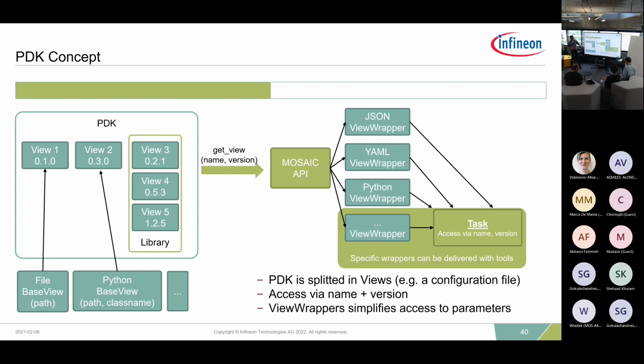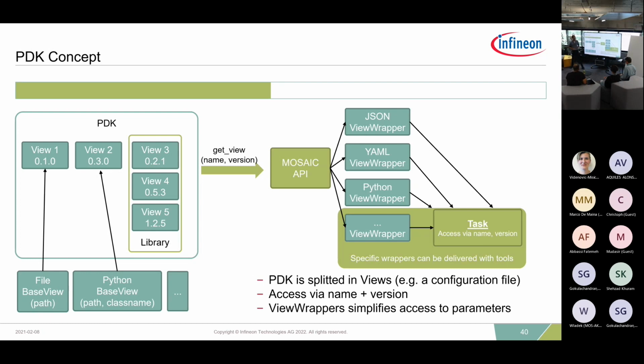And now on the right side, we have our interface, meaning you would be sitting here in the task. You will use a view wrapper to access the information inside of the views. This is really confusing at first, but once you see it, I hope you will understand. For each type of file, you can have a dedicated view wrapper to access the information in the file more conveniently.